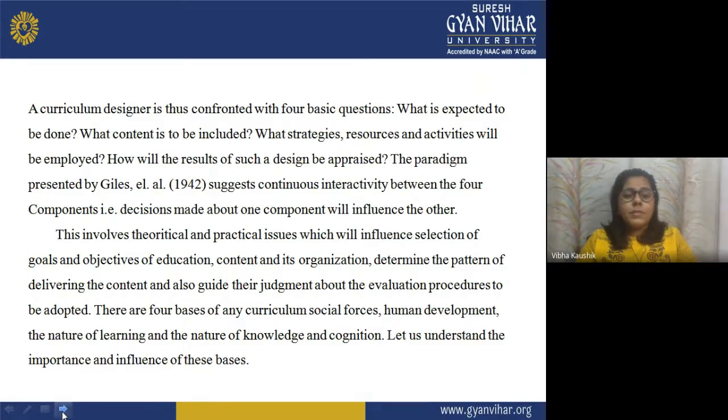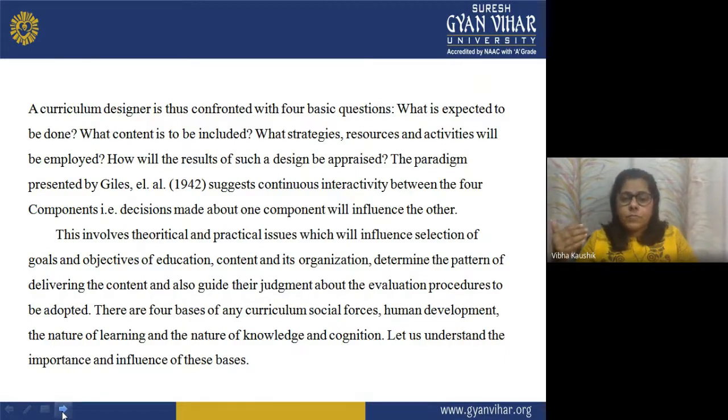The paradigm presented by Gills in 1942 suggests continuous interactivity between the four components. What Gills said is that there is an interrelationship and interactivity between the four components. Decisions made about one component will influence the other, meaning a decision regarding one component will influence the other component. This involves theoretical and practical issues.